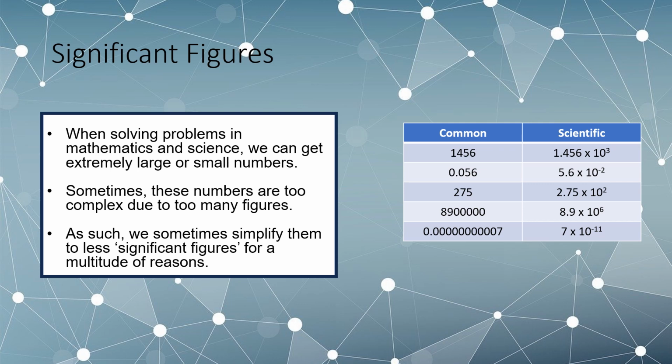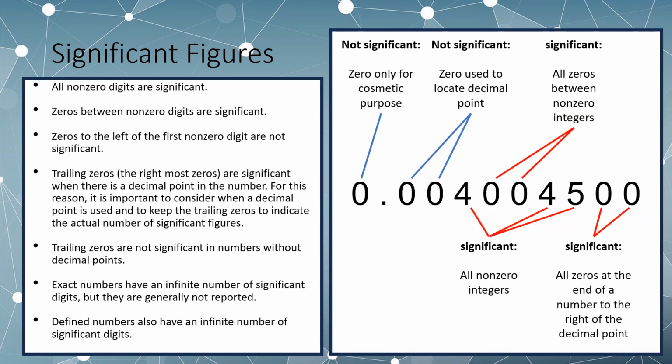0.00000000007. That's 7 times 10 to the negative 11, using those ideas of scientific notation. You can see how we've simplified that number and written it in a much more concise form. So, let's look at the rules for significant figures.